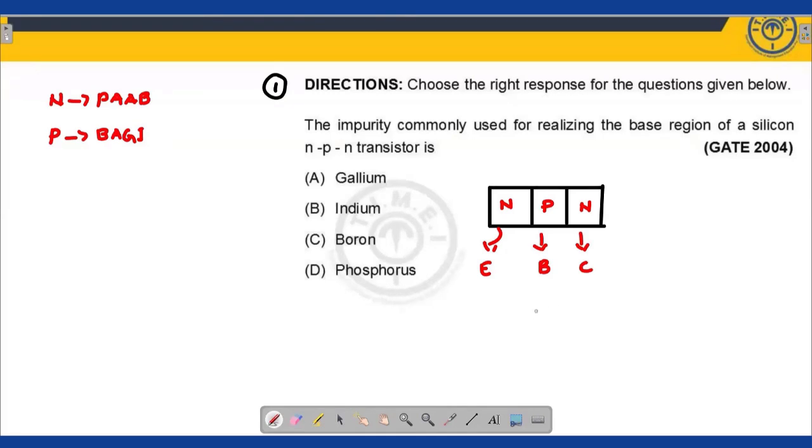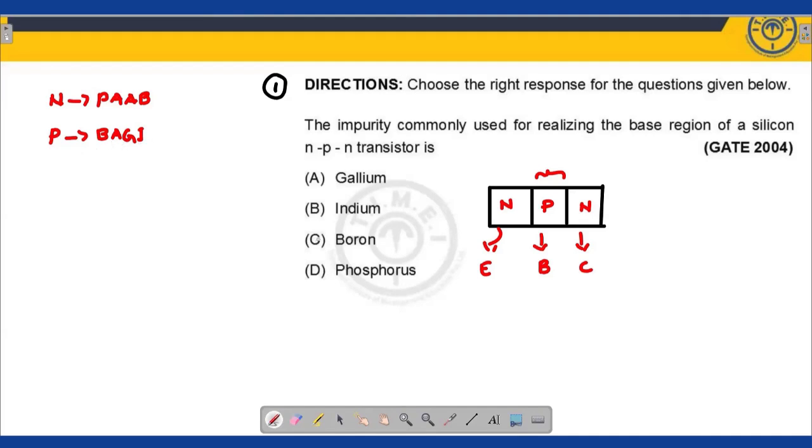Now, my dear students, he is asking about the base region. The base region is this P-type semiconductor. So what kind of impurity have I chosen for P-type? I told you that for P-type, I have to use either boron, aluminum, gallium, or indium.